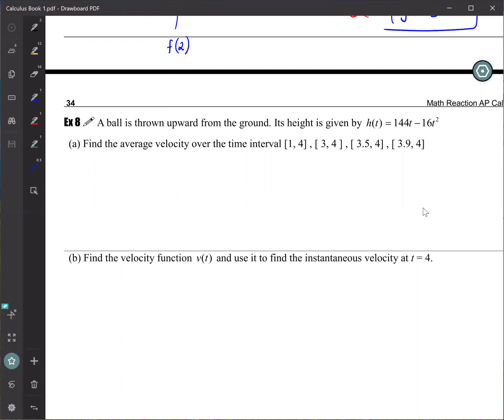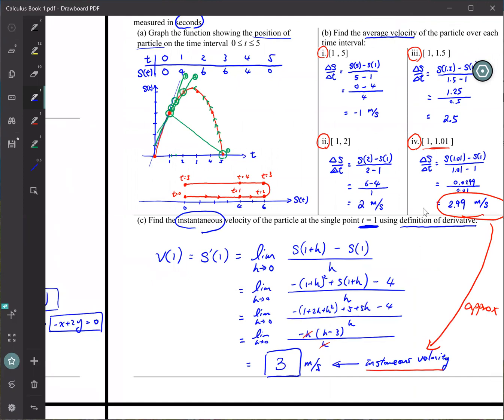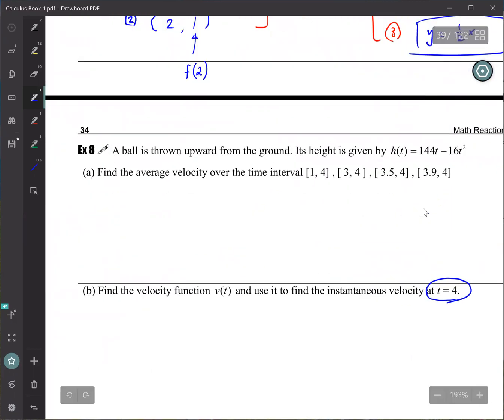So that means later on, the next question, we should expect to find instantaneous velocity at t equal to 4. So look at question B: find velocity at t equal 4. We're closing the gap of the time closer and closer to 4. So question A is similar to question B of the last question. I'll let you work on this now by yourself, and then we'll check the answers.